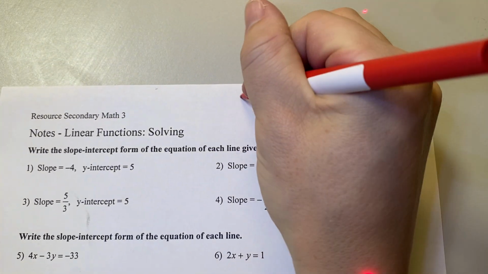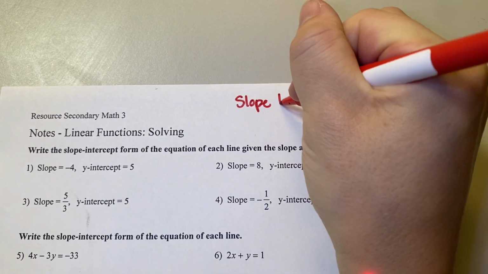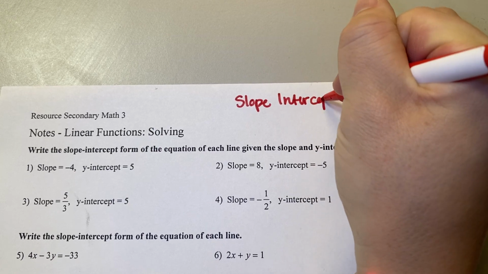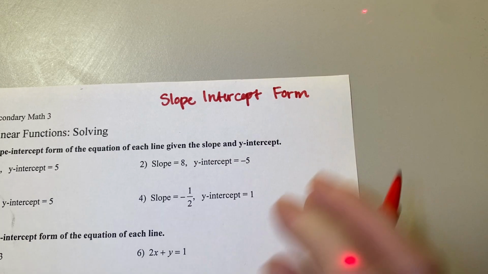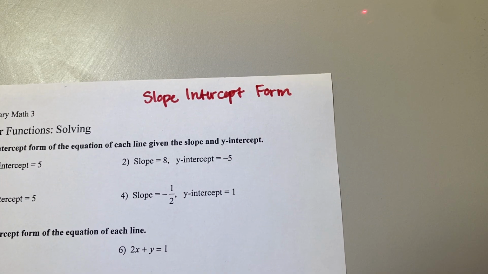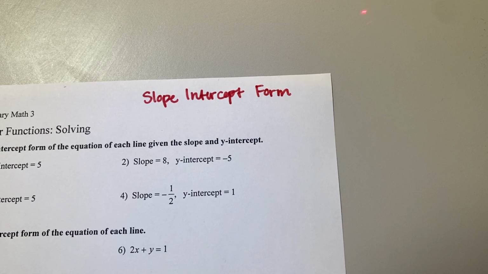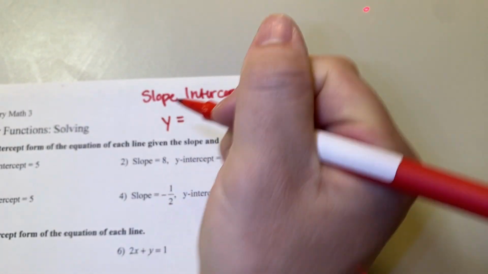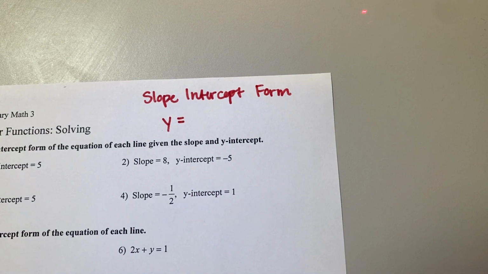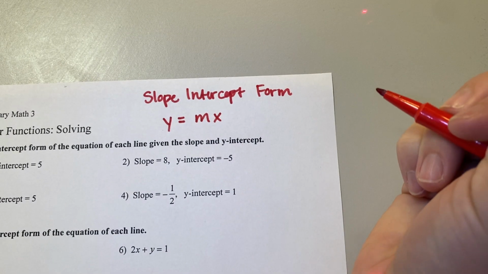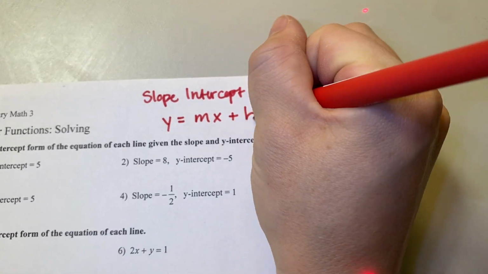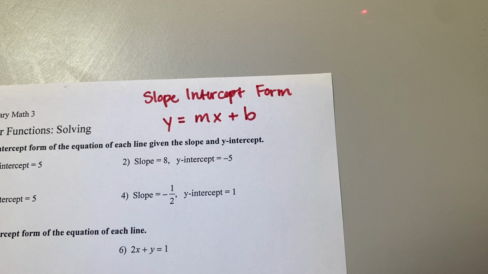So let's go ahead and remind ourselves what slope-intercept form looks like. Remember, slope-intercept form is always written as, you have your y equals, y's all by itself on one side, hopefully it's coming back to you now. Then we have an m in front of the x plus b. Y equals mx plus b.